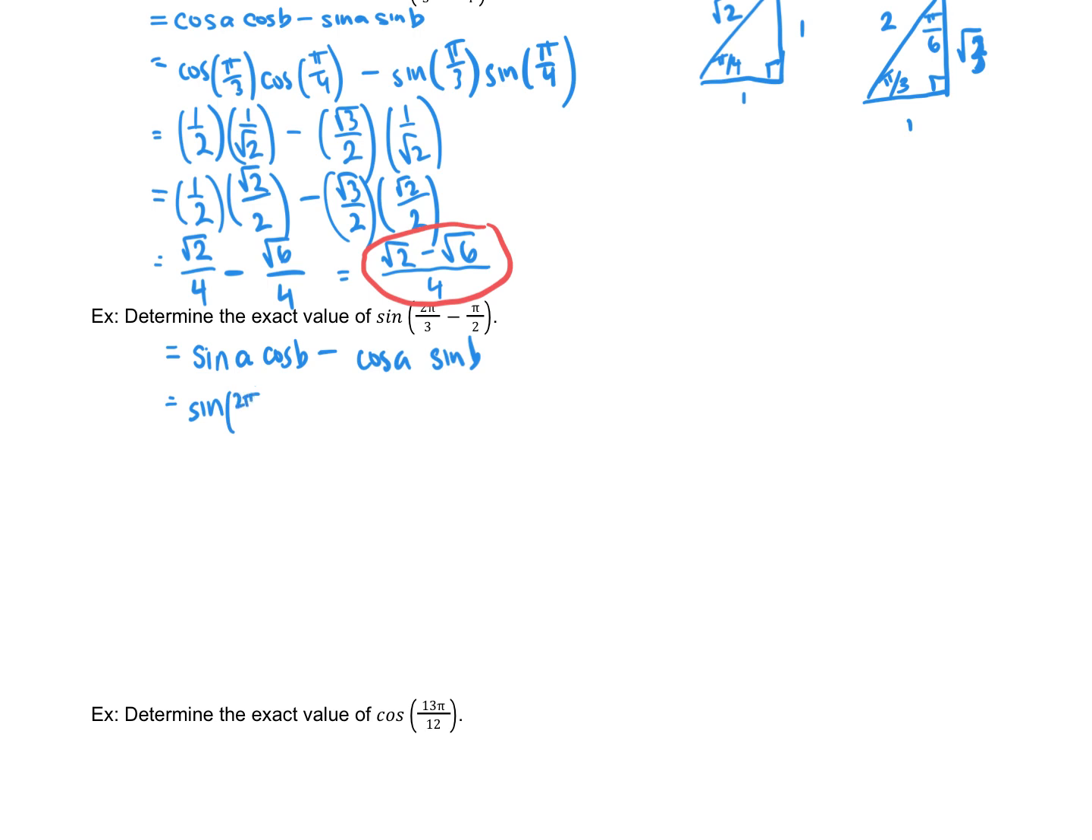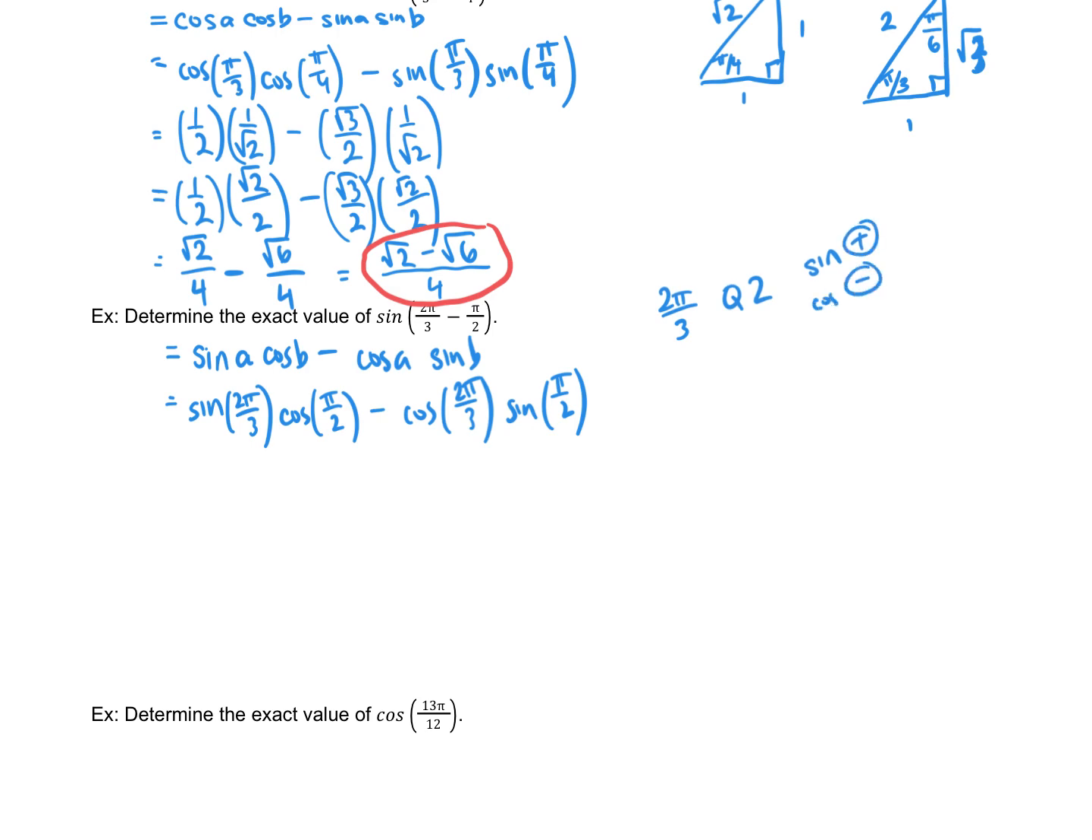So sine of 2 pi over 3 cos of pi over 2 minus cos of the first angle and sine of the second. I already have my special triangle for pi over 3, so that's great. For pi over 2, I will think of the base function. Now, the angle that's given, 2 pi over 3, is in quadrant 2, which means sine is going to have a positive ratio, but cos will have a negative. And of course, the alpha that we would be using is pi over 3.